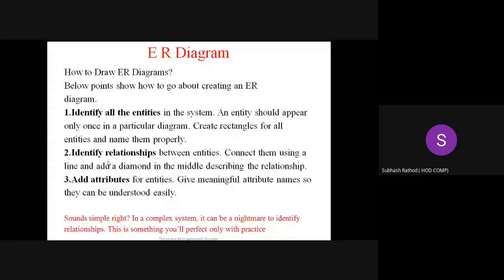This whole process is nothing but ER modeling. First step, identify all the entities. Second step, identify the relationships. And third step, add attributes for entities. These are the basic steps we need to follow while drawing the ER diagram.